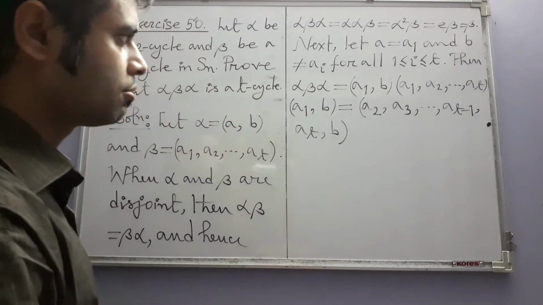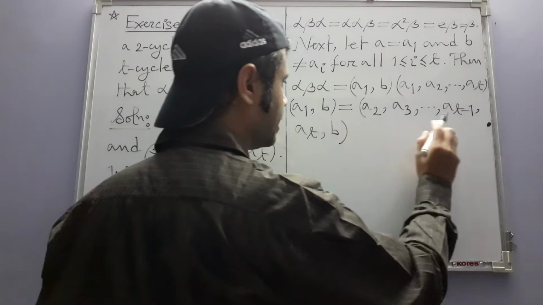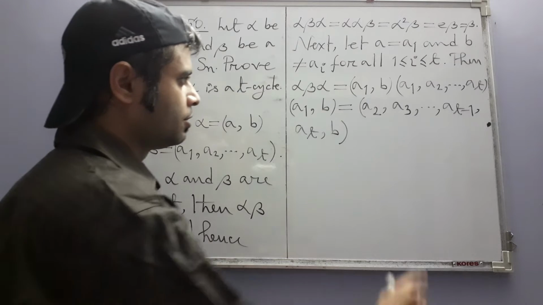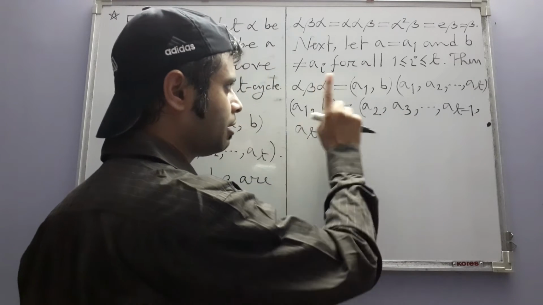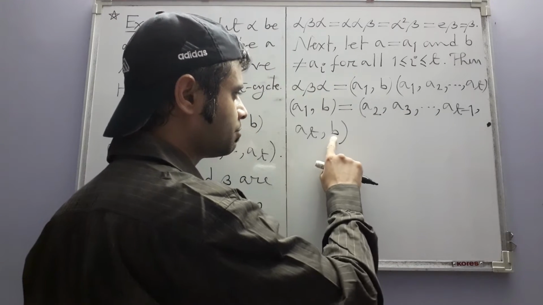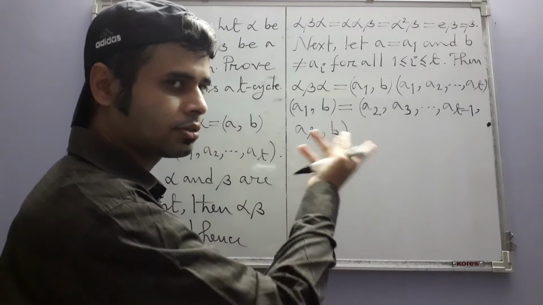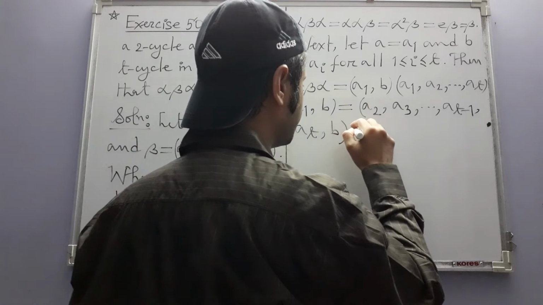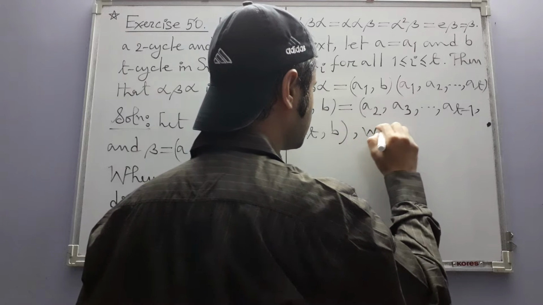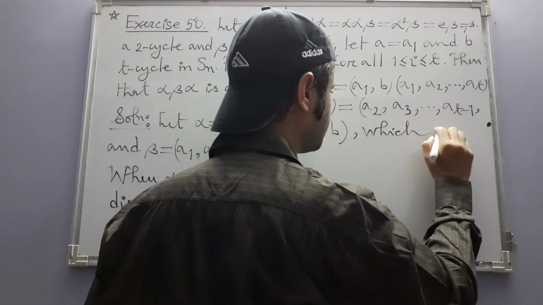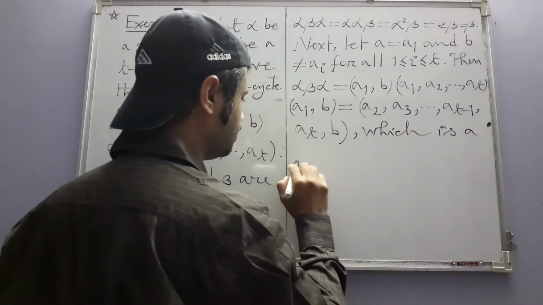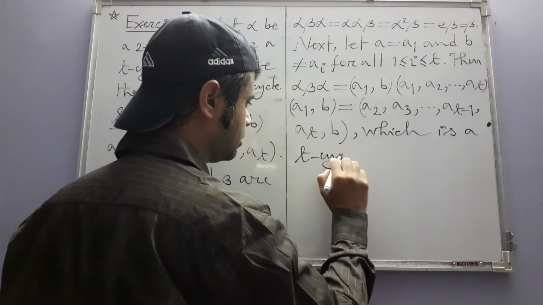Okay. So now you can easily see that this is again a T cycle, because we have lost one symbol A1 and in its place we have gained one symbol B. So after all, it's a T cycle.